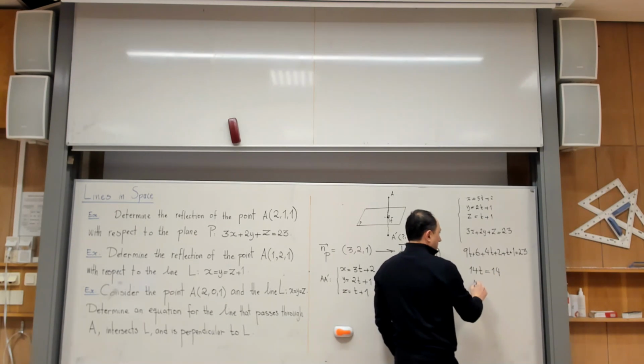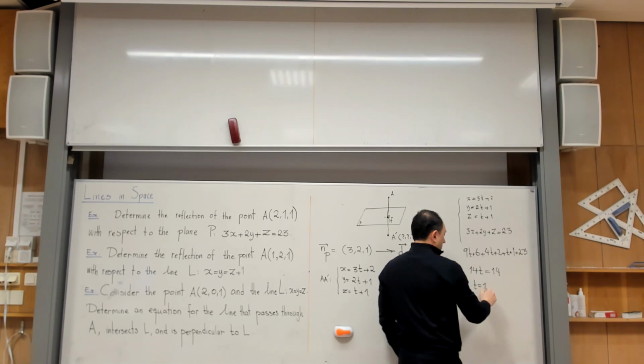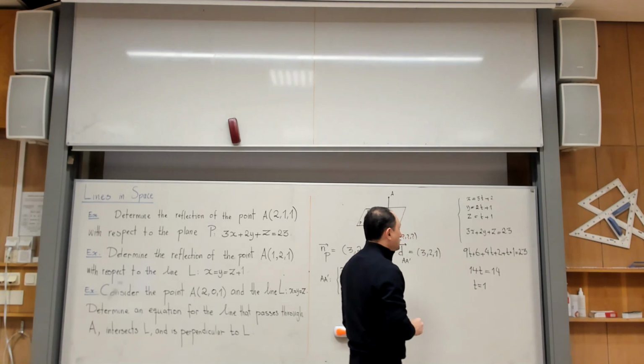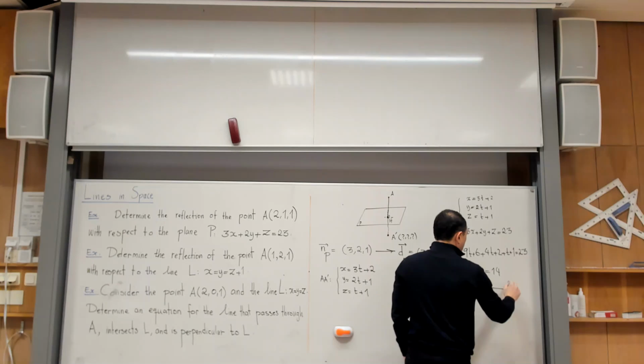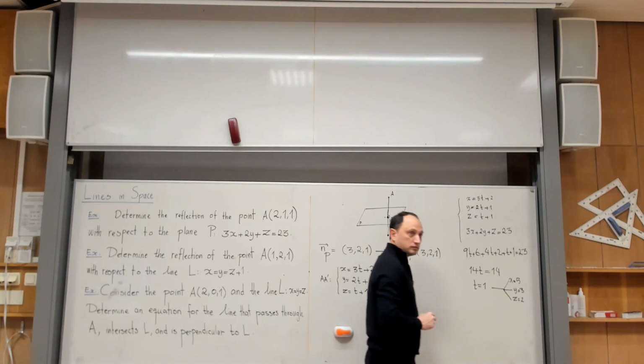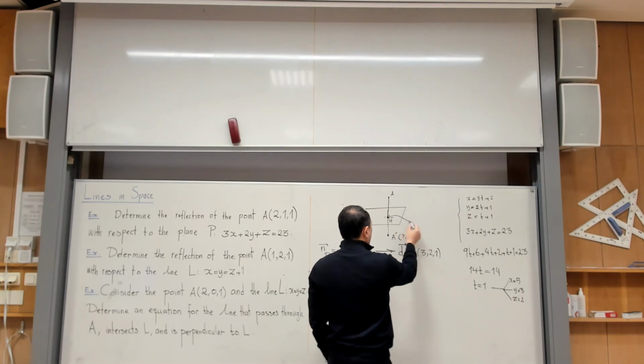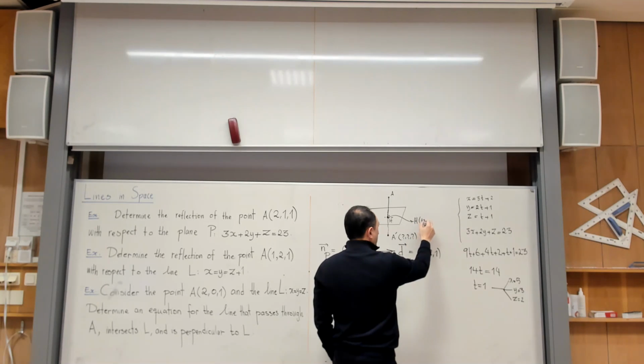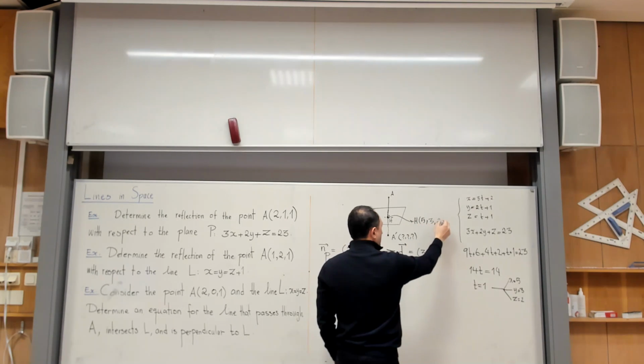And then t becomes what? 1. But when t becomes 1, this means that x becomes 5, y becomes 3, and z becomes 2. So this means that now I know the coordinates of this point. H is 5, 3, and 2.